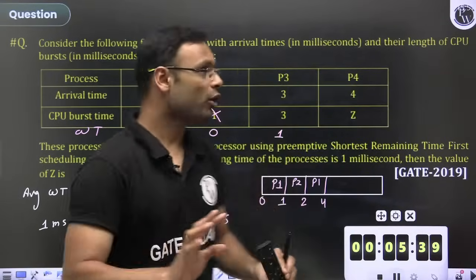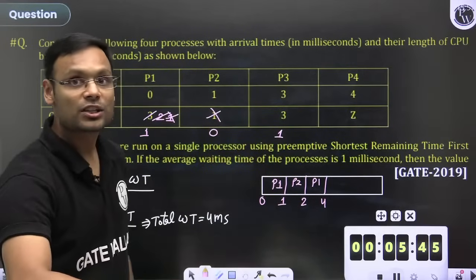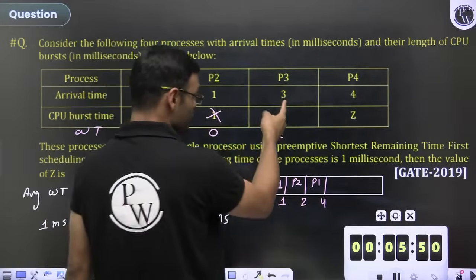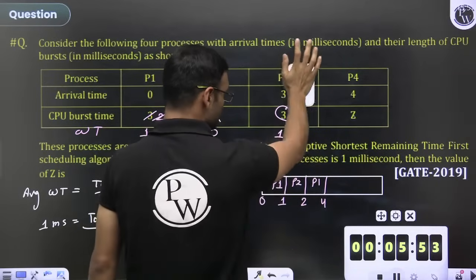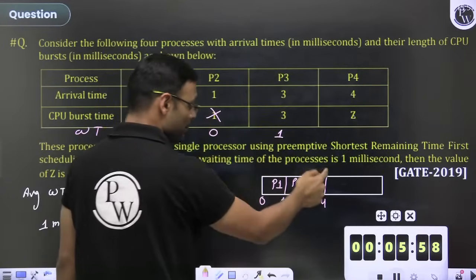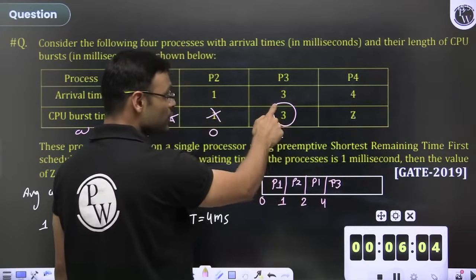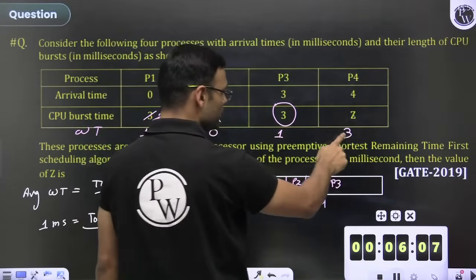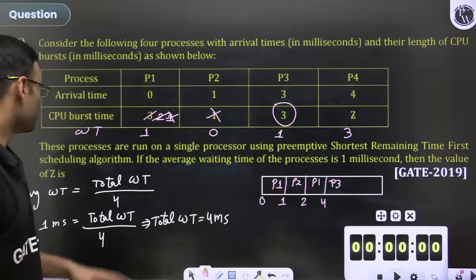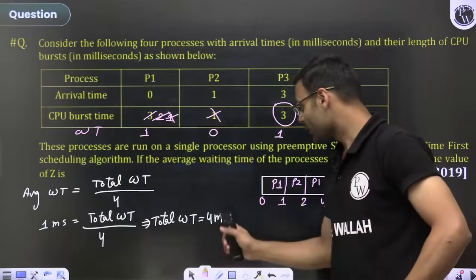Now see, all processes have arrived and two processes are remaining. Both have arrived, so there is no chance of preemption. Either I'll run P3 or I'll run P4. If I run P3, because its burst time is smaller than or equal to Z, P3 will run completely. If P3 runs for a complete 3 duration, P4 will have to wait for 3 duration. But I cannot tolerate that. Why? Total waiting time will become 1 plus 1 plus 3, which is 5. I cannot have more than 4.